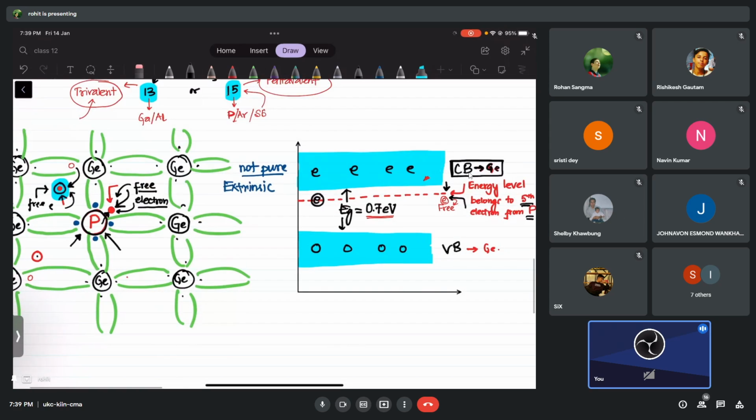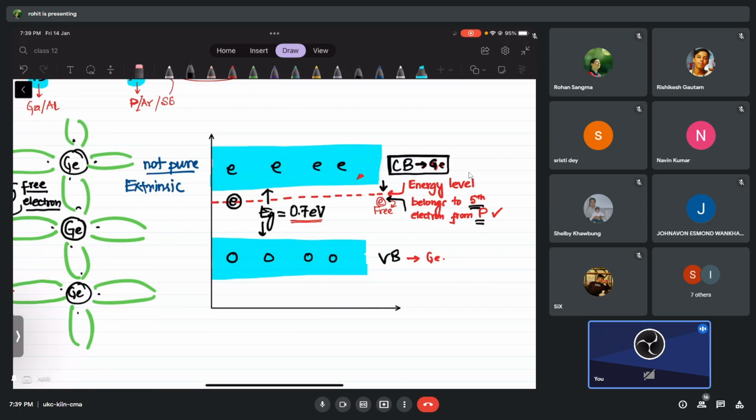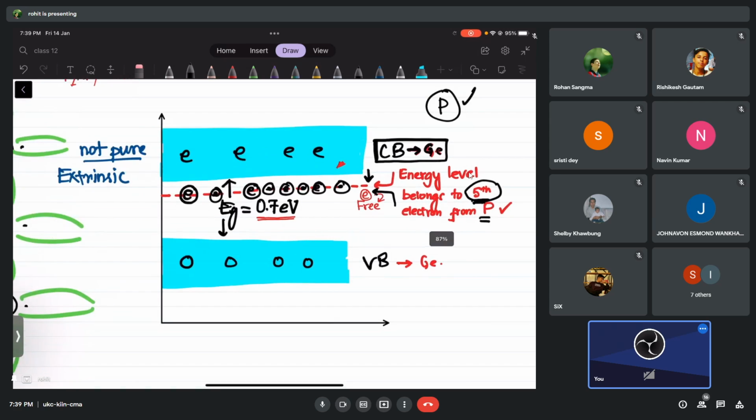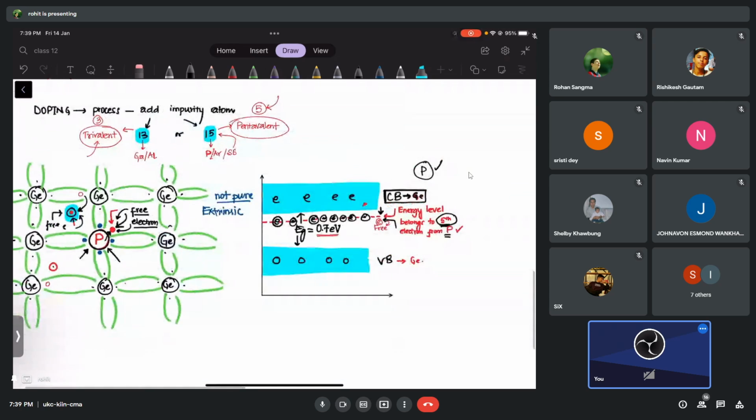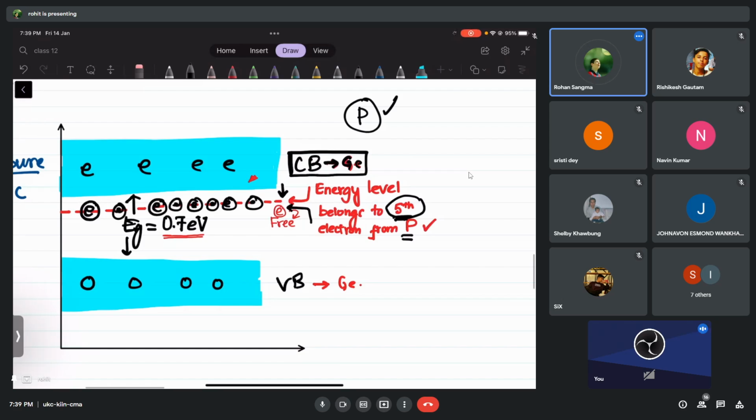Okay, so now check. If I add another 5 phosphorus, what will happen? I'll get another 5 free electrons. Let's add another one, I get another free electron. So I add many phosphorus atoms, and all the fifth electrons which are not forming the bond will automatically have their energy values in this level. Can you understand? And can you see already what is the advantage, guys? We get more free electrons.